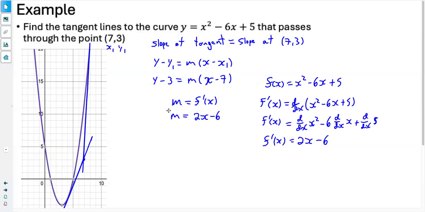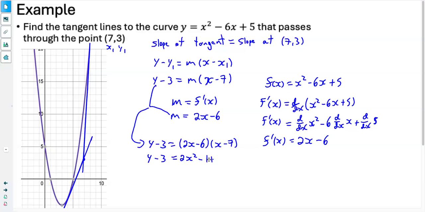So what we can do is essentially combine these two functions. That gives us y minus 3 equals our m, which is 2x minus 6, times x minus 7. We'll FOIL this out. So we've got y minus 3 equals 2x squared minus 14x minus 6x plus 42.